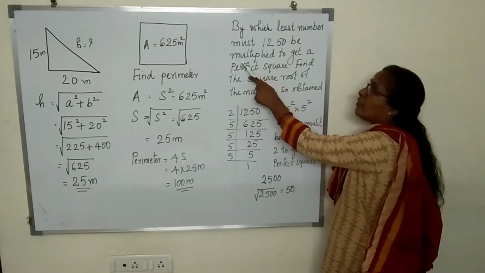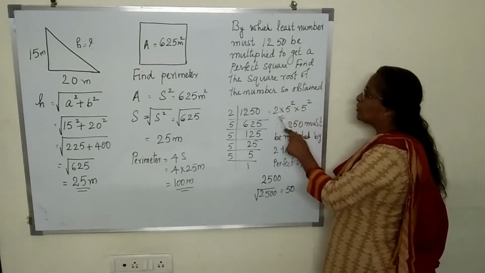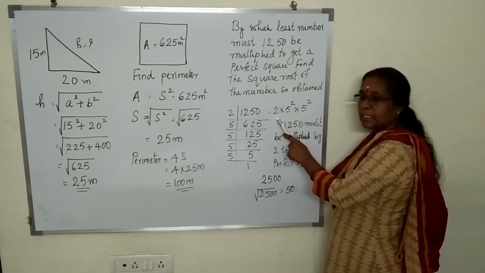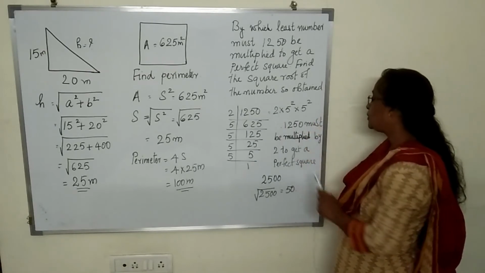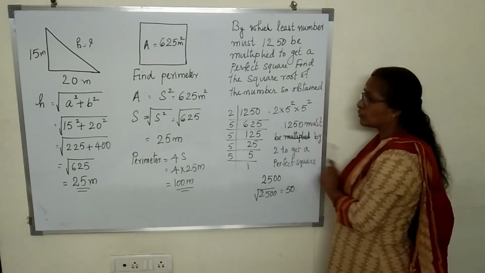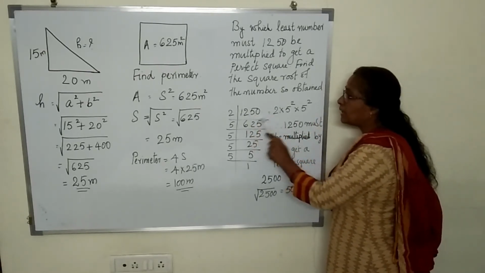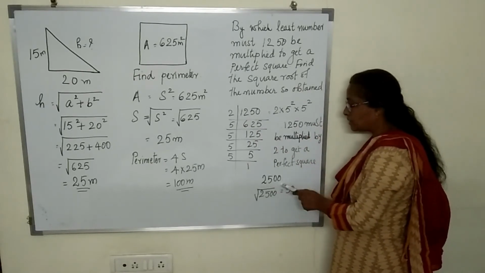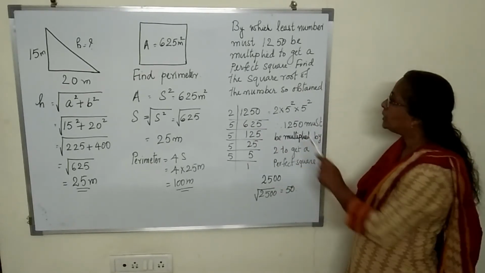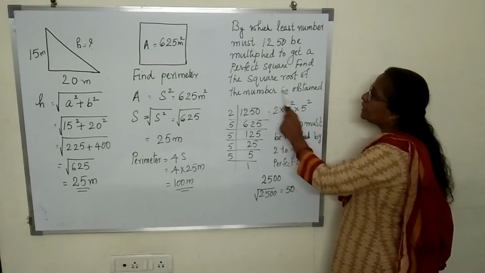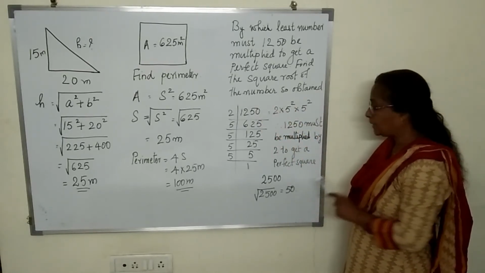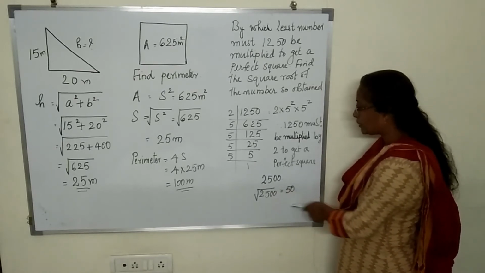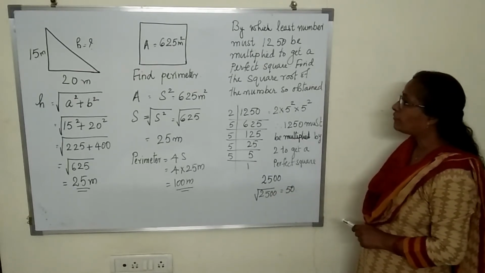So here it is, by which number to multiply. Which number is not in a pair? 2 is not in a pair. So we need to multiply this by 2 to get a perfect square. Now, when you multiply this number by 2, what do we get? 2500. So, the next part of the question, find the square root of the number so obtained. Which number did you obtain? 2500, and the square root of 2500 is 50.